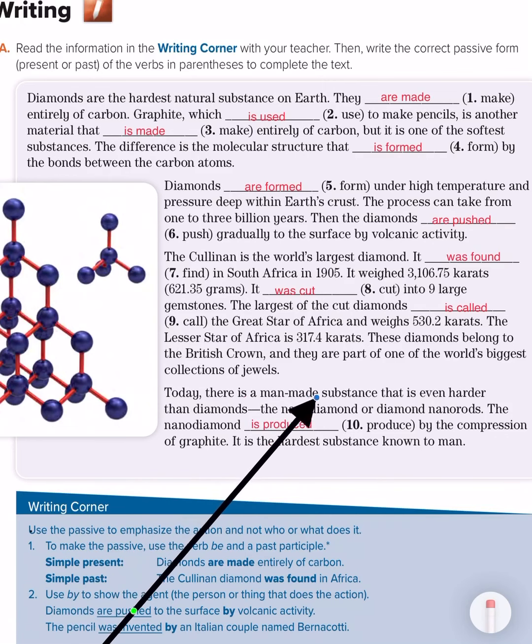Today there is a man-made substance that is even harder than diamond, the nano diamond or diamond nanorod. The nano diamond is produced, so we add ed here. Look, we have used by. We use by because we want to talk about the agent. Compressions of graphite. It is the hardest substance known to man.